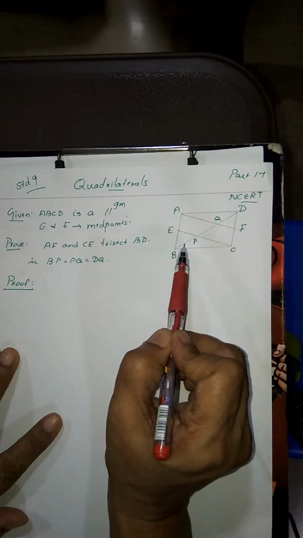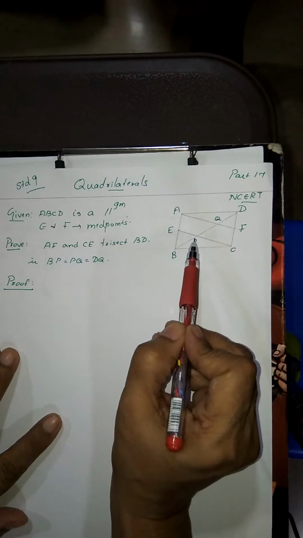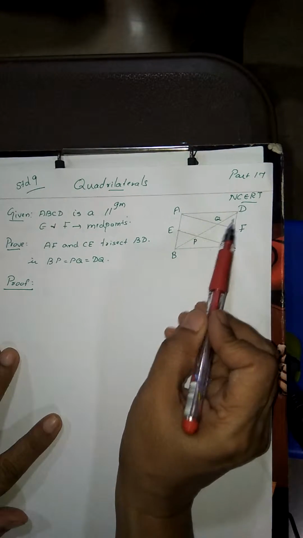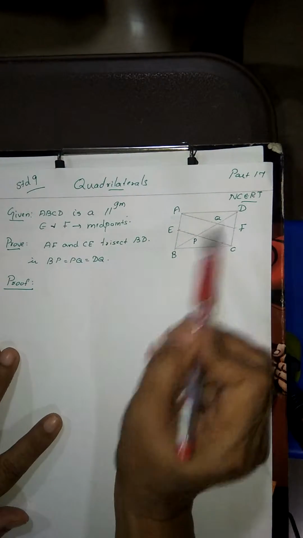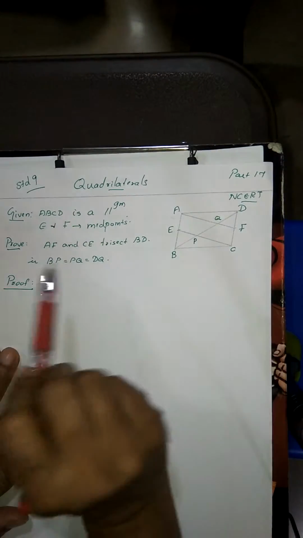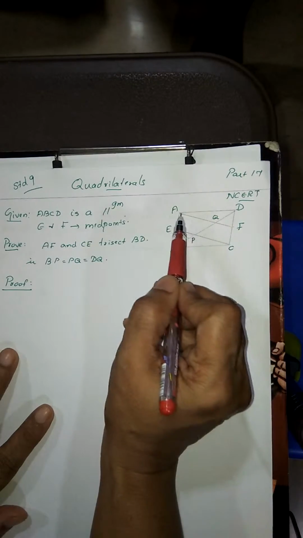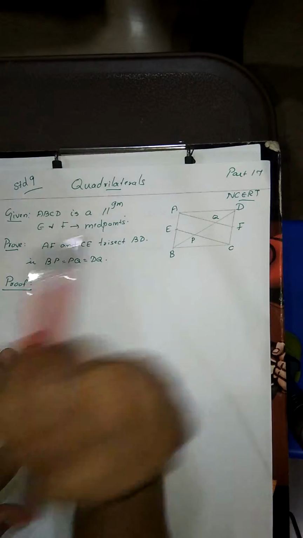That means trisecting the diagonal BD. That means BP is equal to PQ is equal to QD. That is, this diagonal is being divided into three. Trisecting means three equal parts. So BP is equal to PQ is equal to QD. So we'll start first. In this we have to prove AFCE is a parallelogram.